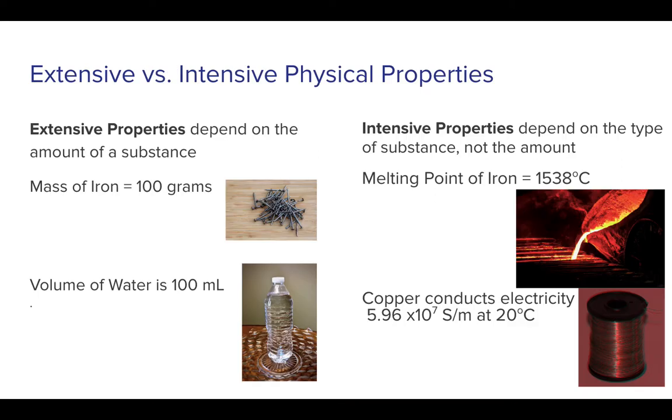Now, there are 2 types of physical properties. They're known as extensive and intensive. Extensive physical properties depend on the amount of the substance. So I can observe that I have these iron nails here, and I have 100 grams of these iron nails. That's an extensive physical property. I could have a different amount of nails. I could have 50 or 500. It really depends on the amount of the substance.